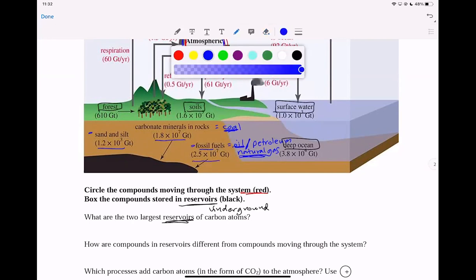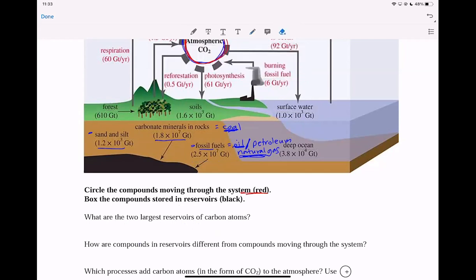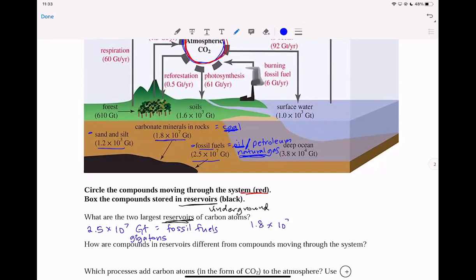This is the biggest number. This is 2.5 times 10 to the 7. This is G, which stands for giga. So that's gigatons, GT. And so that's the largest reservoir, and that's fossil fuels. That's the biggest number, right? The second biggest number, just checking all of them, those are all 10 to the third, and that's 10 to the fourth. So the second biggest number is also this one. This is 1.8 times 10 to the 7 GT, which are carbonate minerals in rocks. Remember, what's that?